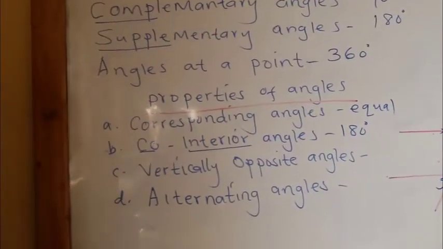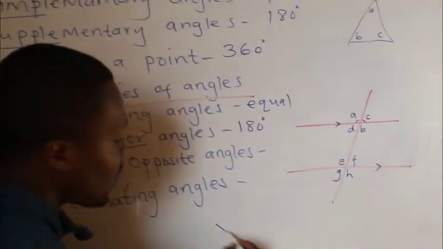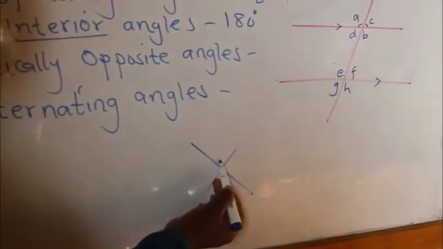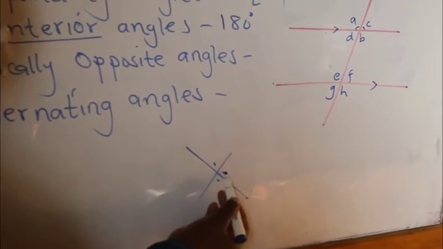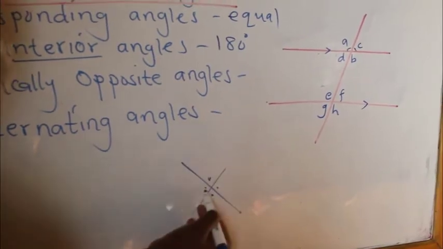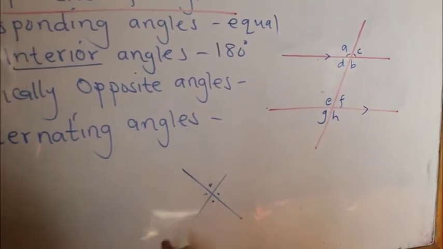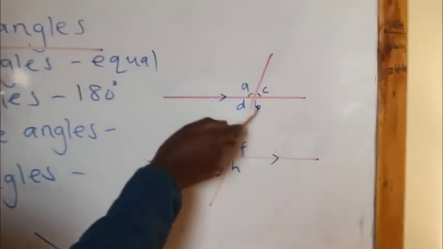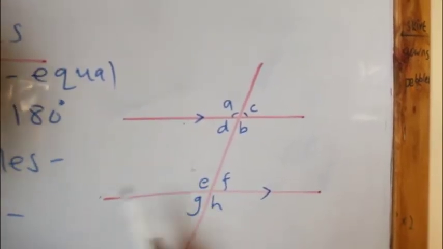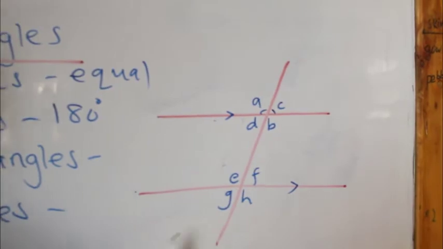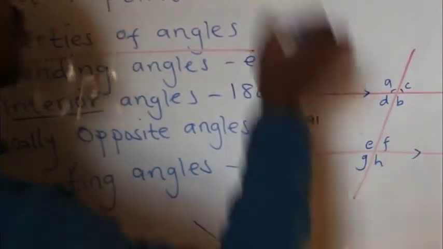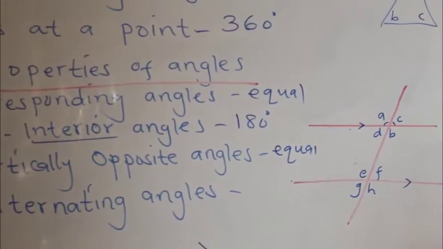Then, we have vertically opposite angles. When I draw a cross like this, these are vertical. So this side here is vertical to this. This side here is vertical to this. So this angle is vertically opposite to this angle. This angle is vertically opposite to this angle. So let's go to our diagram. You can see A and B are vertically opposite. D and C are vertically opposite. E and H are vertically opposite. G and F are vertically opposite. And vertically opposite angles are equal.